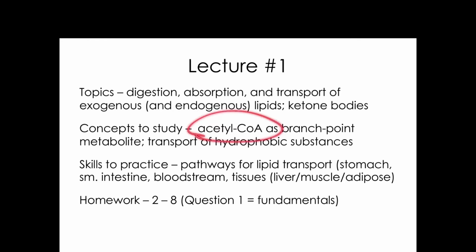Conceptually, we mentioned already acetyl-CoA is an important branch point metabolite. So we'll talk about how we get to acetyl-CoA from the metabolism of lipids. And then once we get to acetyl-CoA, whether we are in a fed state or fasted state determines what happens with that important branch point metabolite. Again, highlighting the importance of understanding how these different hydrophobic substances are transported is going to be key in this learning unit.